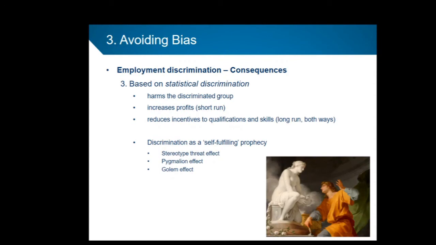Finally, when discrimination is based on statistical discrimination, we see it increases profits as employees are matched more efficiently to jobs, but it still hurts the discriminated group in a more psychological way. Now, when employees are discriminated against, they are likely to invest less in developing their talents. They're also more likely to act in accordance with how others see them. And we call this the stereotype threat effect.